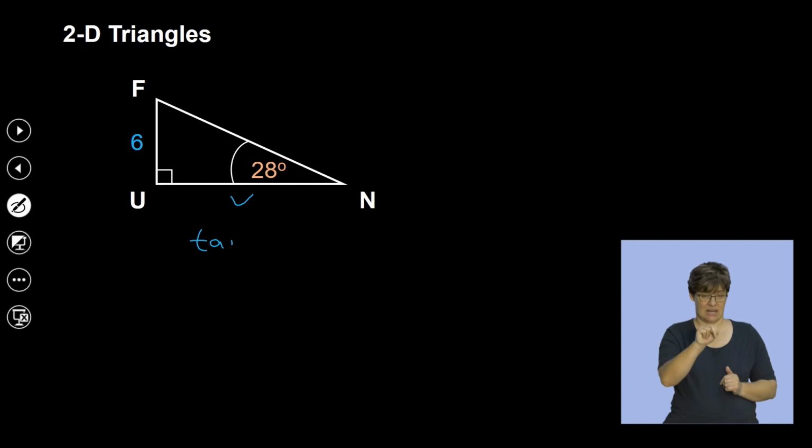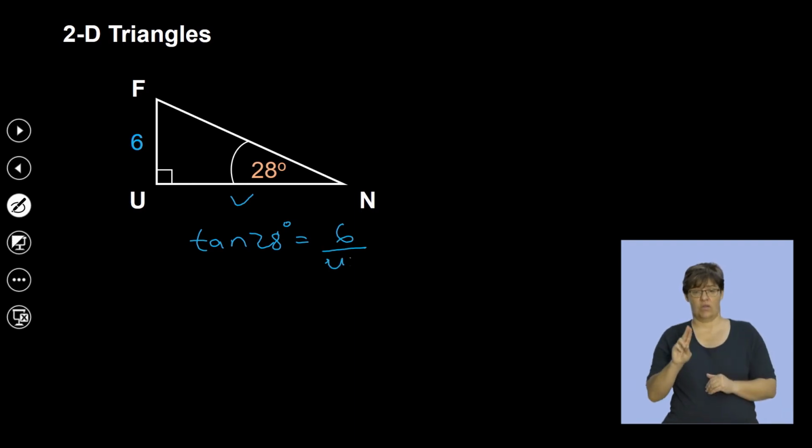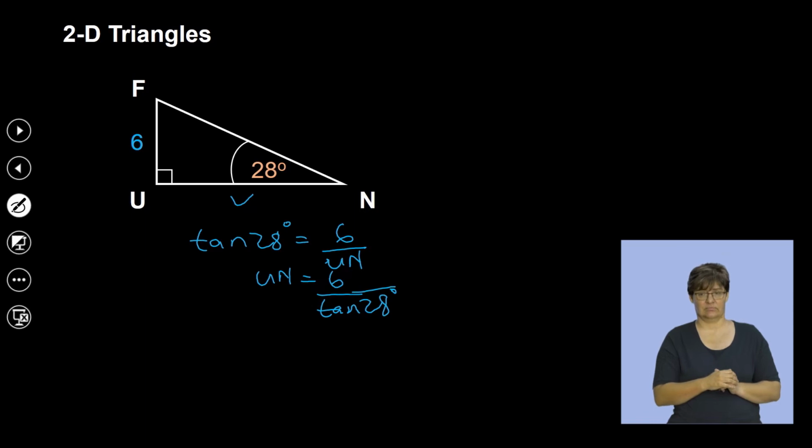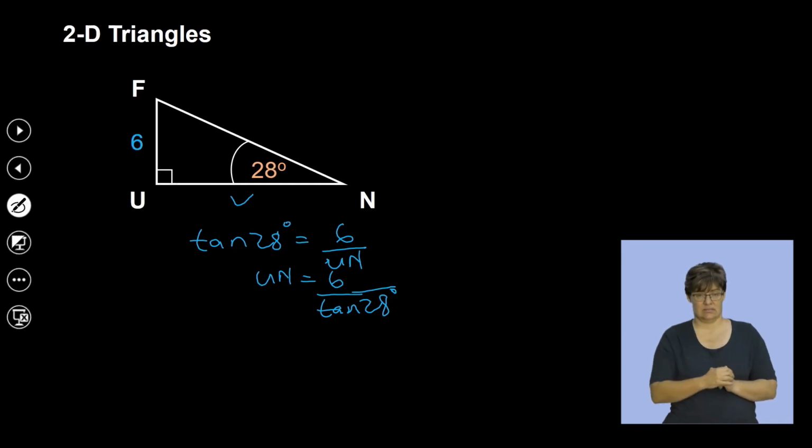UN, remember we said it's going to be tan. So this is going to be tan 28 degrees is equal to the opposite, which is 6, over UN, which is what I'm trying to find. And then you use your calculator from there. So UN will be equal to 6 over tan 28 degrees. I will go straight to my calculator. This is 6 divided by tan of 28, and that will give me 11.28.